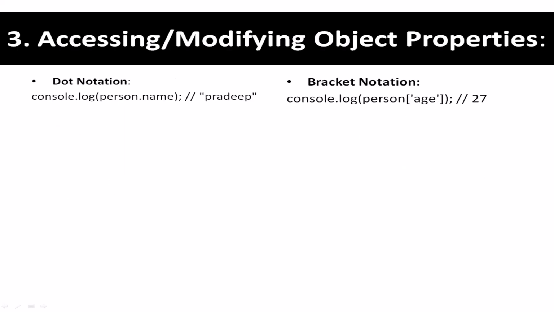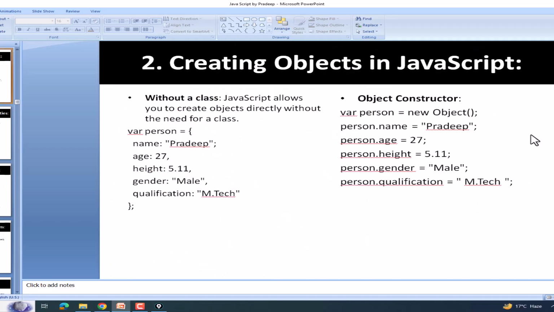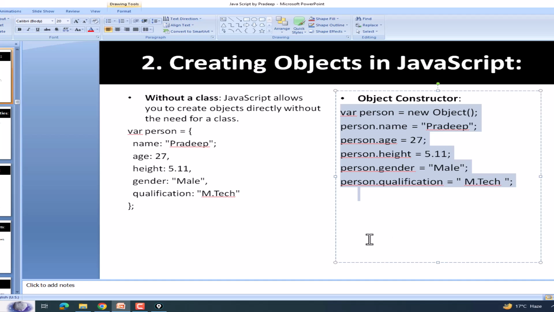Next, accessing or modifying the object properties. For example, you can use the name of the person and you can modify the person's age. For example, console.log(person.name). It means you can retrieve person.name, or you can use console.log(person.age). Whose age is defined, you can mention that particular age. Now if you consider this particular syntax, now I am going to type.